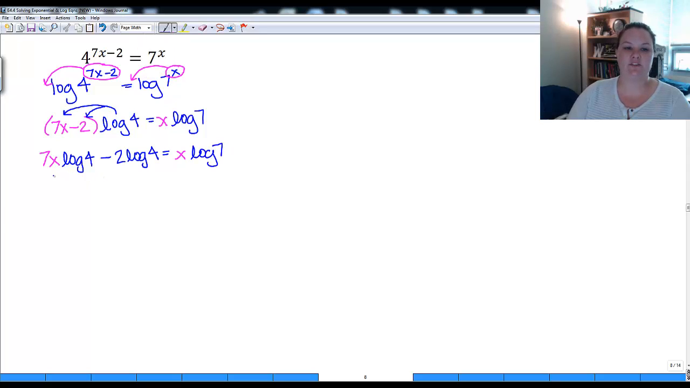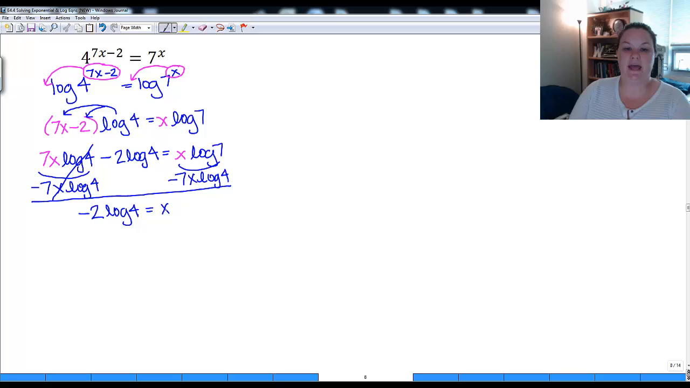So you can see where my two x terms are. I have this x term and I have this x term. So I need to get them on the same side. So I'm going to go ahead and subtract my 7x log 4 term to the other side. So subtract 7x log 4. These logs are not like terms, so I cannot combine them. So I end up with negative 2 log 4 is equal to x log 7 minus 7x log 4. Whoo, right? Okay, so this is good because notice now we have our x terms on the same side.